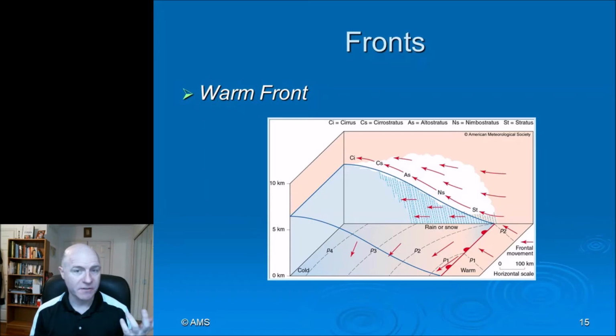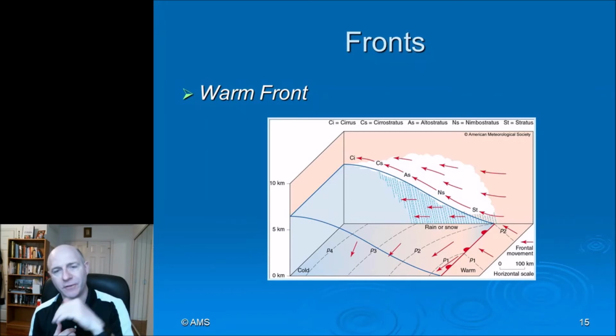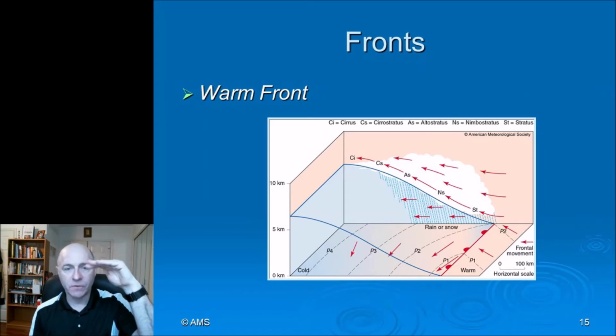Those are the cirrus clouds, which you see at the far left part of that diagram, the CI, the cirrus clouds. So the cloud types change as you go farther to the south toward the front and obviously farther down in the atmosphere. Some cirrus clouds to the top, cirrostratus, altostratus, nimbostratus, and ultimately just low-grade stratus clouds.